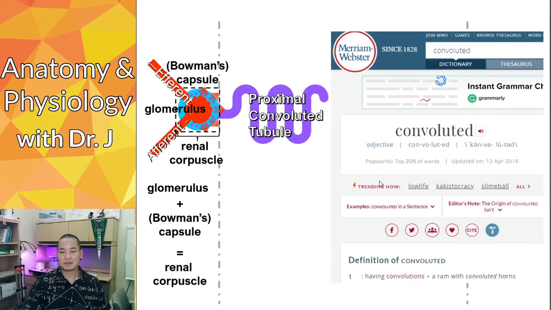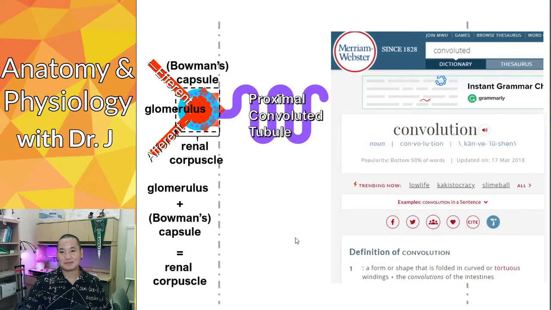Then we might wonder what convoluted means, and if you look in the dictionary it says convoluted means having convolutions. That's really helpful, right? But what does convolution mean? Convolution is something that has a curved or tortuous winding. Tortuous means you're bending it into different shapes. So that's what you have with the nephron.